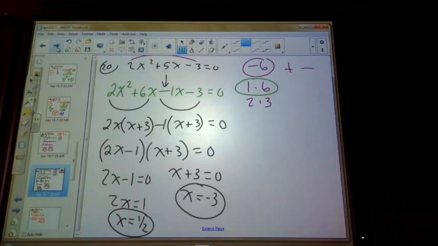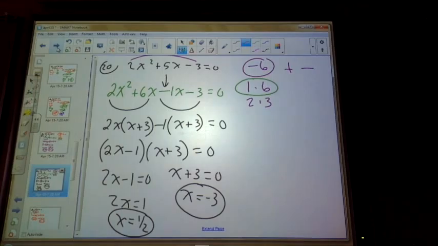Number 20, my magic number is going to be negative 6 because I take the last number and the first number and multiply them together. In order to get a negative, I need alternating signs, positive and negative. So 1 and 6, and 2 and 3. The two that work, one positive and one negative, that add together to 6 are 6 and negative 1. So if I do my factoring, it factors down to 2x minus 1 and x plus 3. And then you'll find x equals half and x equals negative 3 for my answers.